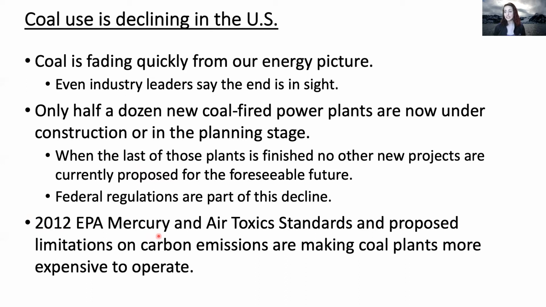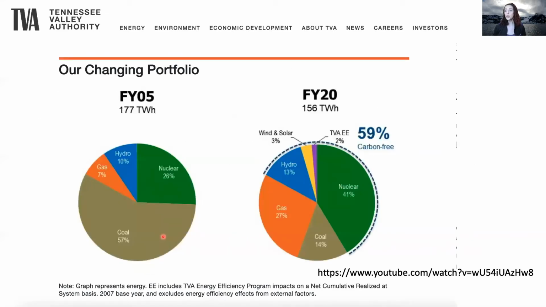And so taking a look at the Tennessee Valley Authority explicitly, they are responsible for generating our power in this part of the state as well as other states. We can take a look at the portfolio of energy generation that they did in 2005, compared with fiscal year 2020. So here we have a pie chart that shows how many trillions of watt hours that they generated, and the different sectors or sources of energy that supplied that power.